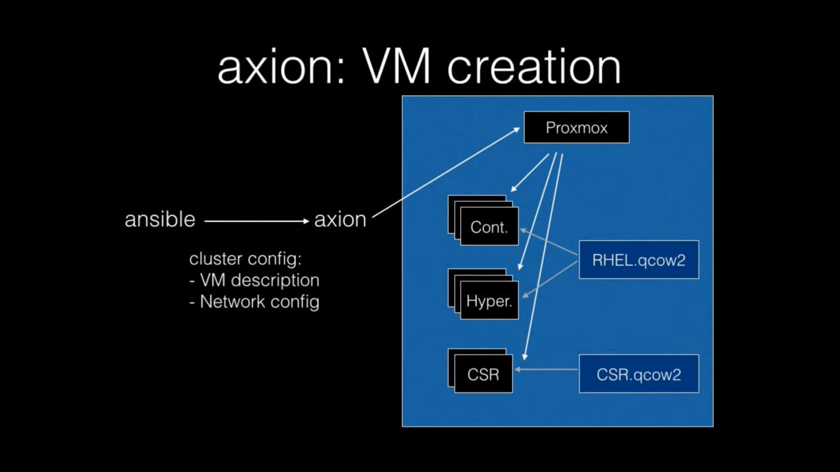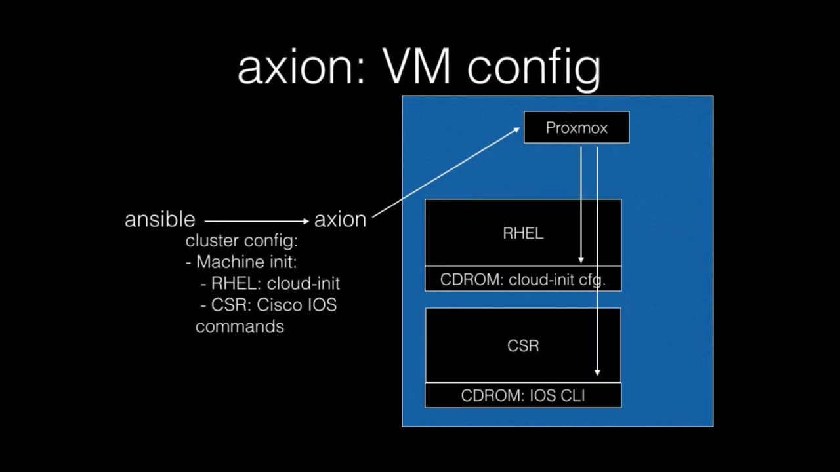Then the second step is the virtual machine configuration. And here, it's basically the same workflow. Ansible creates a configuration file, and again, we'll see an example of that later. And Axion talks to Proxmox and does the configuration of the machine. And here, the trick that we used is that Cloud Init supports different ways to send data that Cloud Init will then use to configure the machine. And what we use is the ability for Cloud Init to read that data from a CD that is attached to the virtual machine.